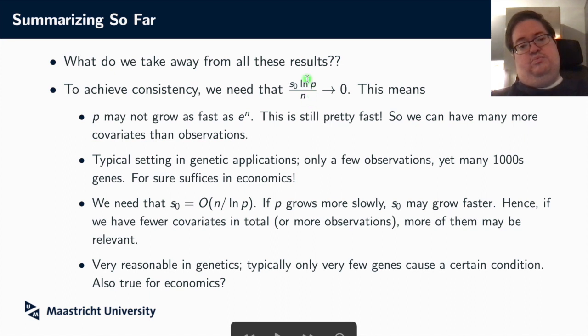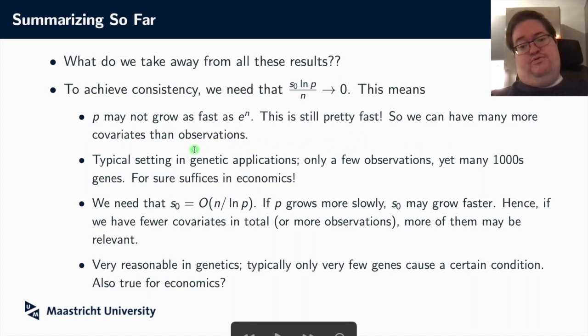Well, first, what does it mean for p? p cannot grow as fast as e to the power n. That's not really saying much, obviously, because e to the power n is really, really fast. So what we can have, and that makes it even more remarkable that we are almost doing as well as the oracle, is thousands of variables, even if we only have 50 or 100 observations. Which you would think is a hopeless situation. But actually, it's something that the lasso can handle. It can deal with it.